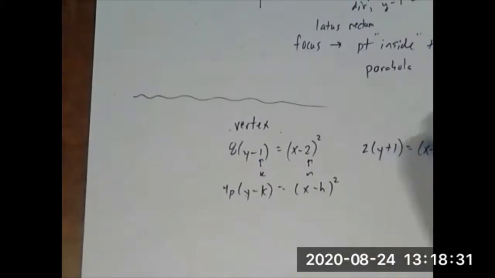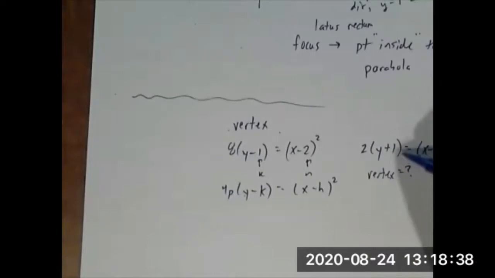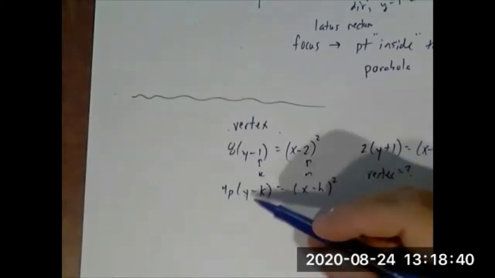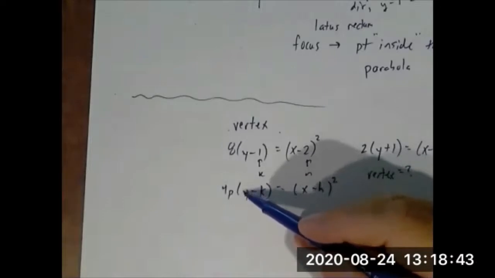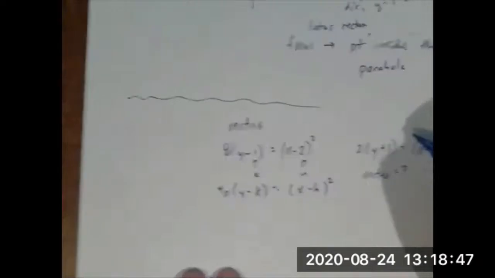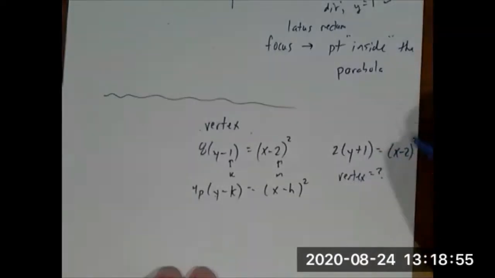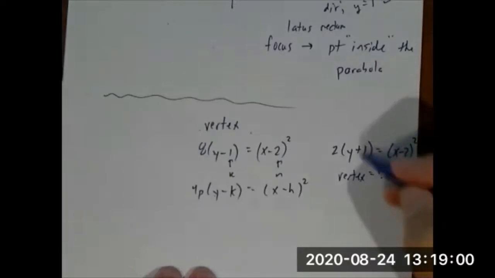And now I say for this equation, what is the vertex? Now the key is when you compare this equation with the standard equation, it expects it to be y minus k. But if I look up here, I don't have a minus sign. I have an addition sign. So how is that going to impact? In this case, obviously the h is 2, but the k I have to figure out, because it's not y minus k, I can figure out what it is.